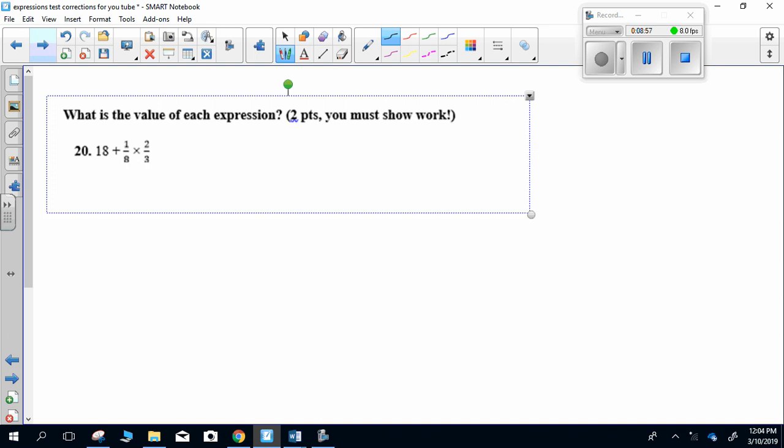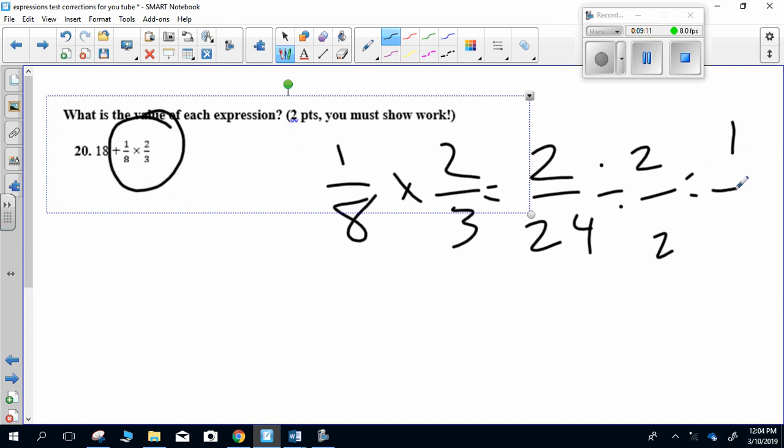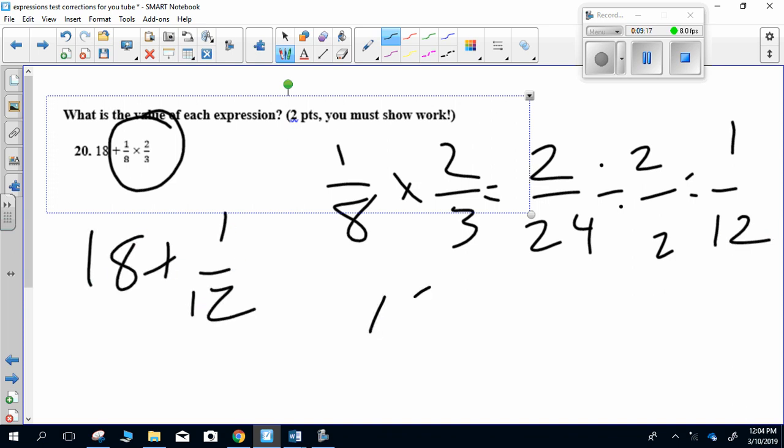Next one, order of operations says I have to do this first. So 1/8 times 2/3 equals 2/24, which I can simplify by dividing each of my numerator and denominator by 2. That gives me 1/12. So 18 plus 1/12 is 18 and 1/12.